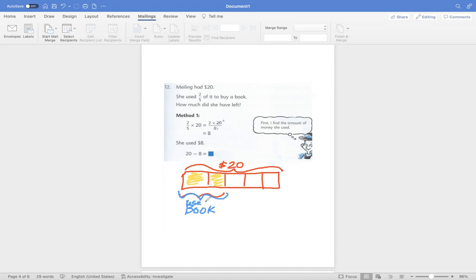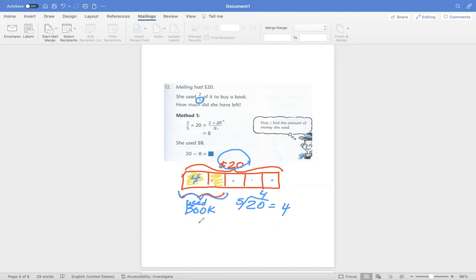She used to buy a book. So if she used 2/5 of it, remember, fifths, I broke it into 5 equal parts, then I can say, well, looking at this bar model, if I have 5 equal parts, remember, equal parts, I have the whole and I have equal parts. That means I can divide to find out what each unit or each of the equal parts equals. So 20 divided by 5 equals 4. That means 1 unit equals 4.